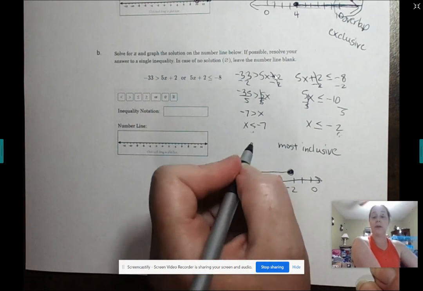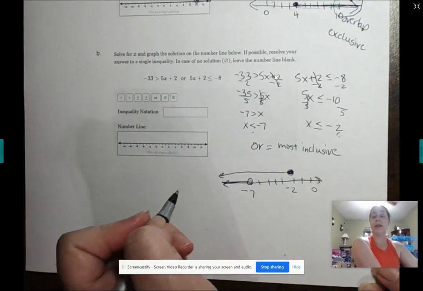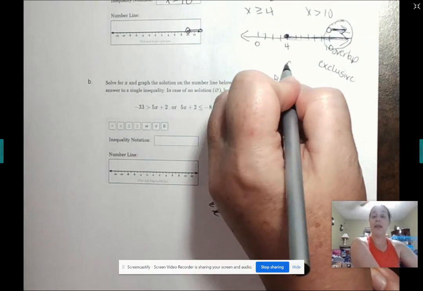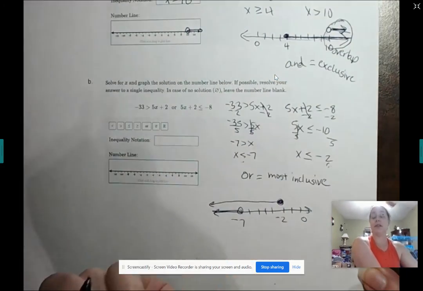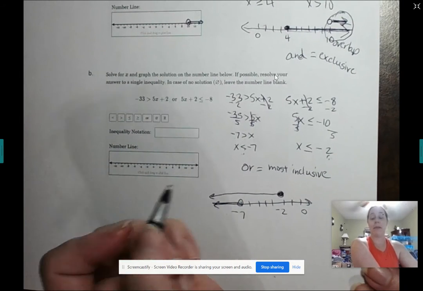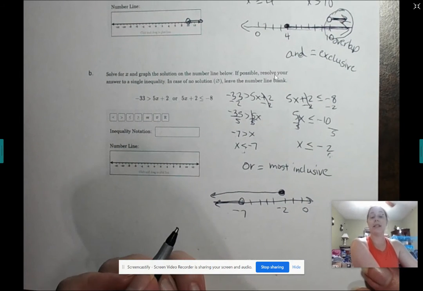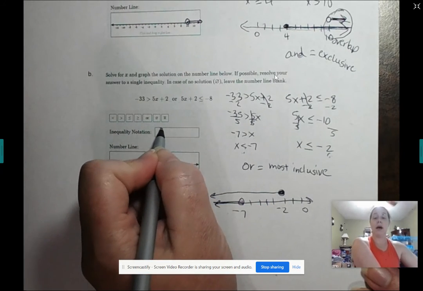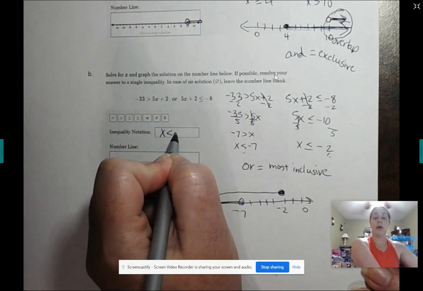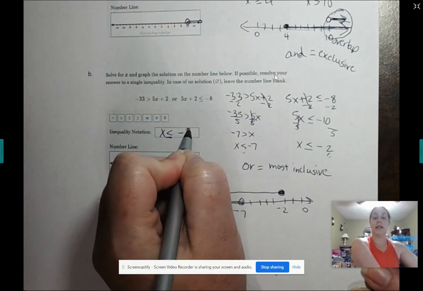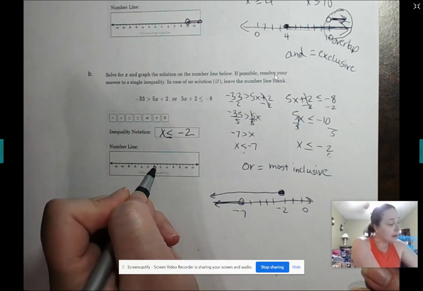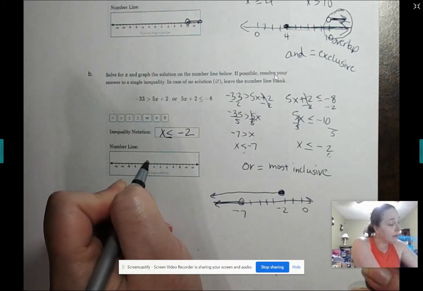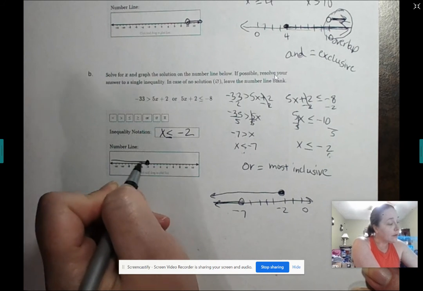So with OR, we're picking the most inclusive. With and, we're picking the most exclusive, where the overlap happens. This one, we pick what has the most values included in it. It's this longer one. So I'm going to go with this answer and this graph.